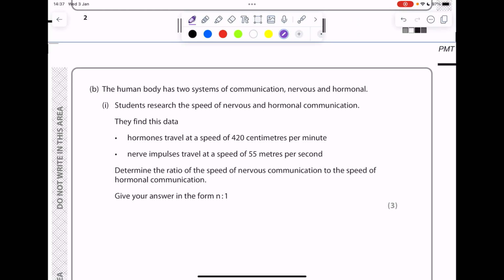The human body has two types of system of communication, nervous and hormonal. Students research the speed of the nervous and hormonal communication. They find this data. Hormones travel at a speed of 420 centimeters per minute. Nerve impulses travel at a speed of 55 meters per second. Why have they chosen different units?